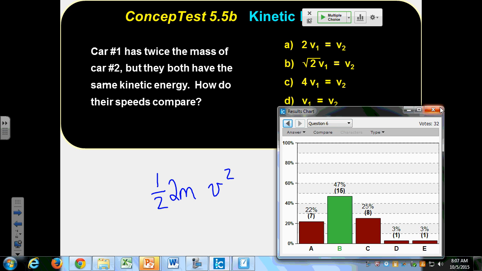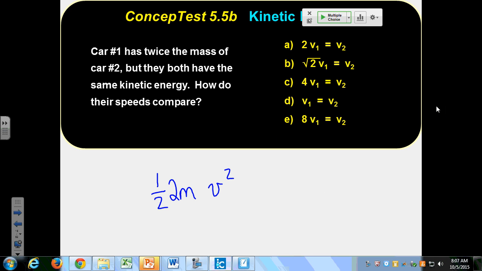Okay, B is right. If I double the mass and I want to keep the kinetic energy still the same, I'm going to have a root 2 here, because the square of the square root of 2 is 2. So is that clear to y'all? Does that make sense? This isn't exactly right the way I've written it, but are y'all clear on it? Okay.